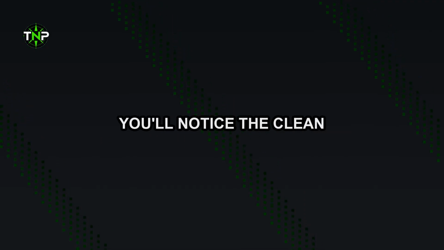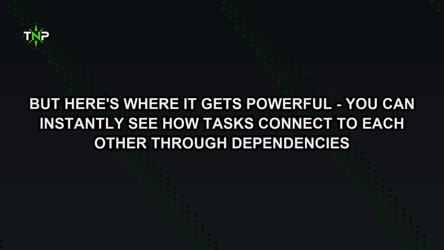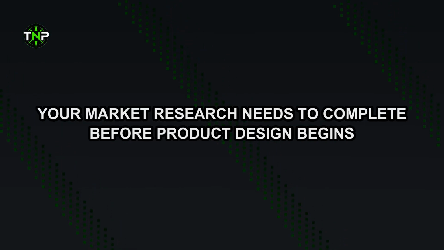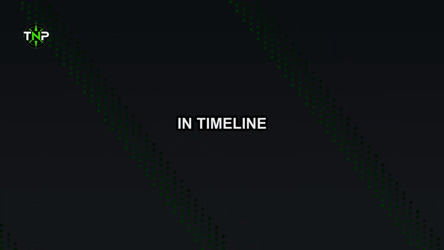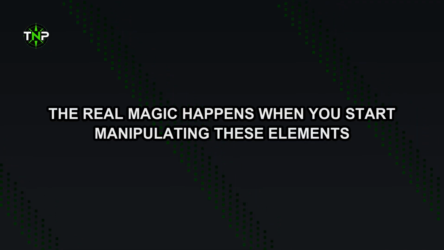Let's say you're launching a new product. Your market research needs to complete before product design begins, which must finish before development starts. In Timeline, these connections are visually represented with connecting lines, making it impossible to miss critical path items. The real magic happens when you start manipulating these elements. If your market research gets delayed by a week, Timeline automatically adjusts all dependent tasks, showing you exactly how this impacts your final launch date. No more mental math or frantically updating multiple spreadsheets, the system does the heavy lifting for you.